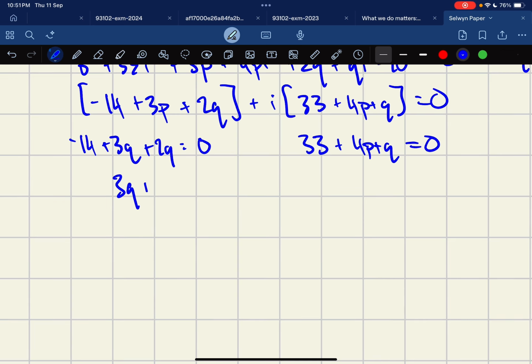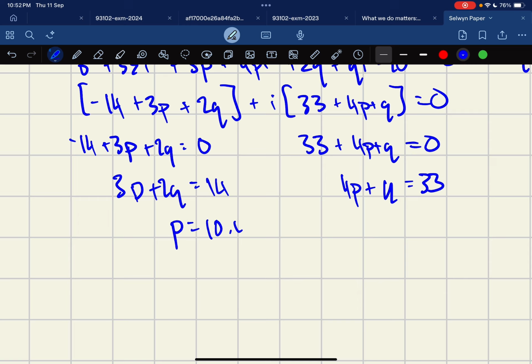So in other words, 3p plus 2q equals 14, and 4p plus q equals 33. So then again, just using your calculator to solve the simultaneous equation. And you have 3, 2, 14, 4, 1, 33. So then p is equal to 10.4, q is equal to negative 8.6.